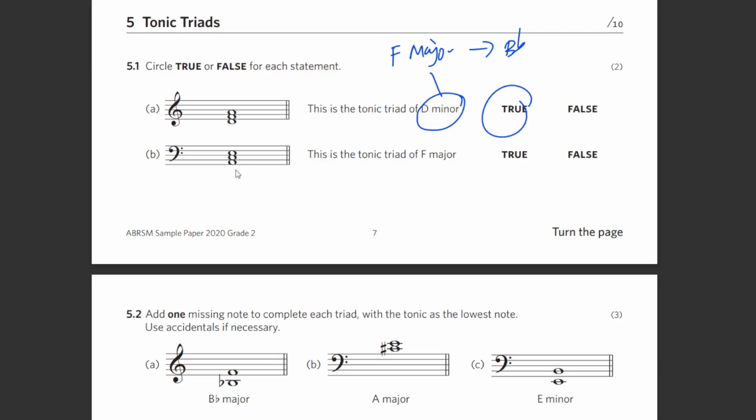Next, this is the tonic triad of F major. So I should start off with F, right? But this starts off with A, so it's wrong. So it's false.